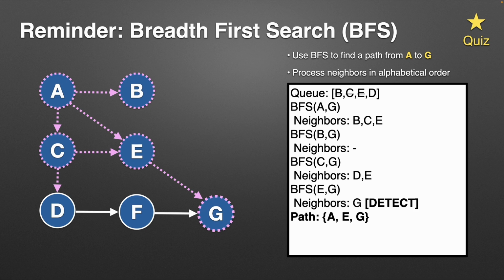So same graph, two different algorithms, two different paths. Remember, with breadth first search, the nice thing is it will always be a shortest path in terms of the number of edges. Questions about breadth first search? Okay.